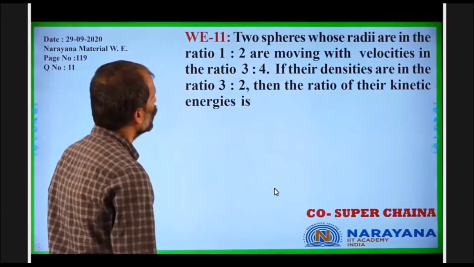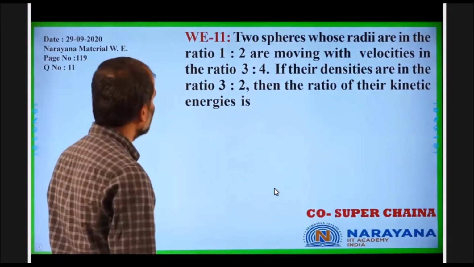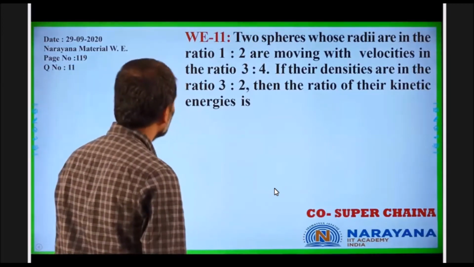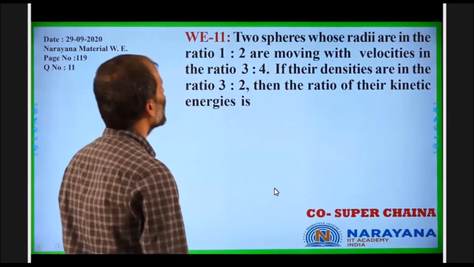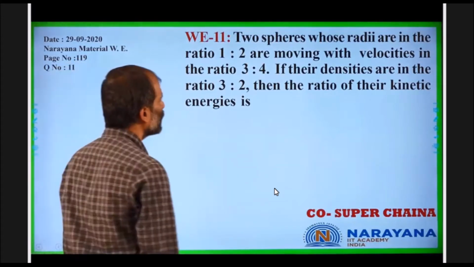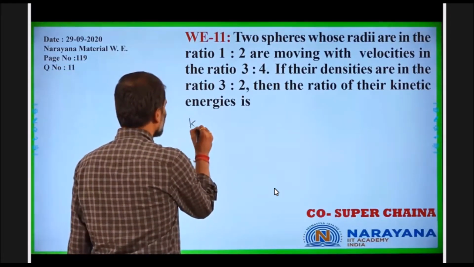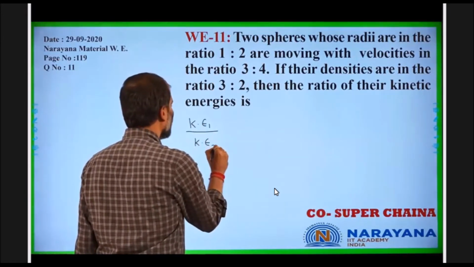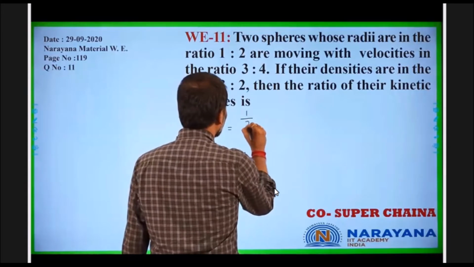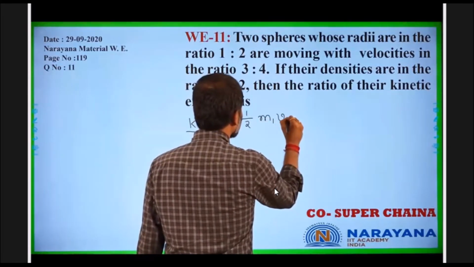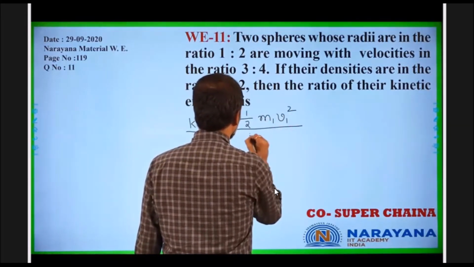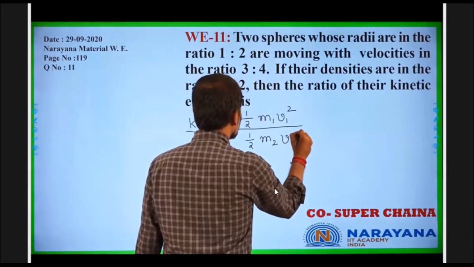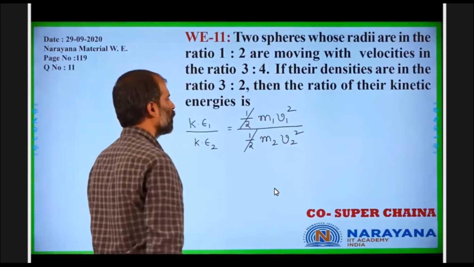It is given that two spheres whose radii are in the ratio 1:2 are moving with velocities in the ratio 3:4. If their densities are in the ratio 3:2, then find the ratio of their kinetic energies. So kinetic energy, as every one of you is highly aware, is half m1 v1 square by half m2 v2 square. So these two halves would now get cancelled.